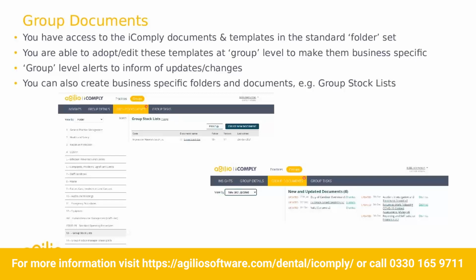We're going to have a quick look at group documents. Obviously, if you joined iComply with group functionality, you'll have access to our standard document set, which any iComply user will tell you is really comprehensive, really robust. But in addition to that, we coach and mentor a senior member of your group, usually the head of compliance, in document adoption. This means that you can edit or adopt any of our templates to incorporate business-specific procedures or processes. And those group documents are then published out to practices for them to adopt and edit at a practice level. Going forward, we alert the group leads to any changes in guidance or legislation so that the group documents can then be amended accordingly.